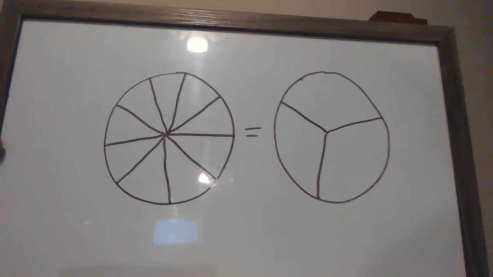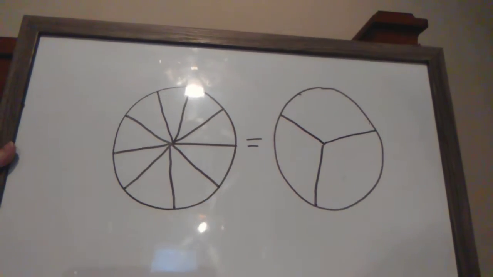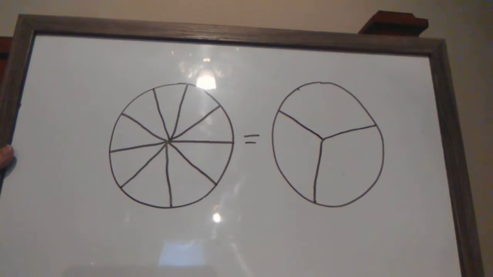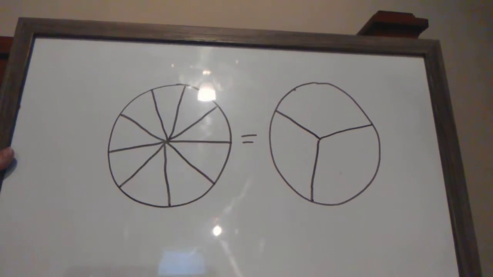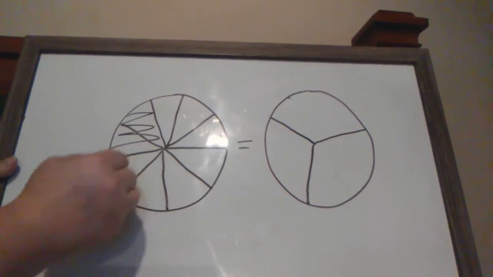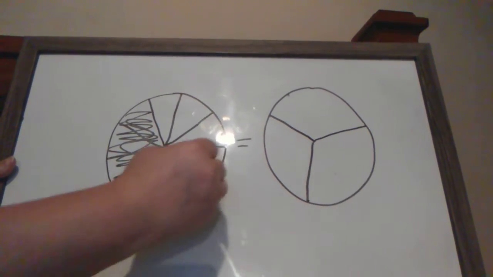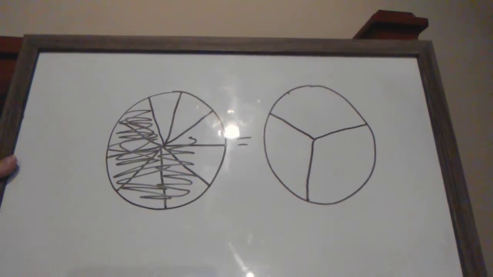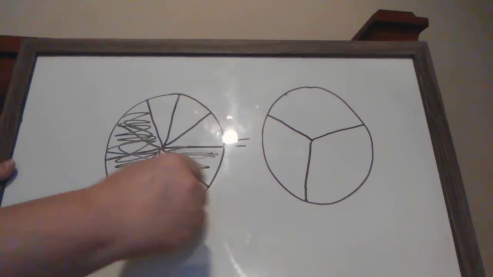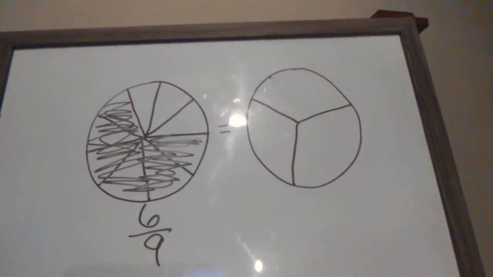Okay, this next question's kind of the same concept. It says shade the model to the right to make this statement true. Well, on the left, our circle is split into 9 equivalent pieces. In those 9, 6 are shaded in. So I'm going to very quickly just go around and shade just 6 of those. So that would be 6 out of 9, 6/9.